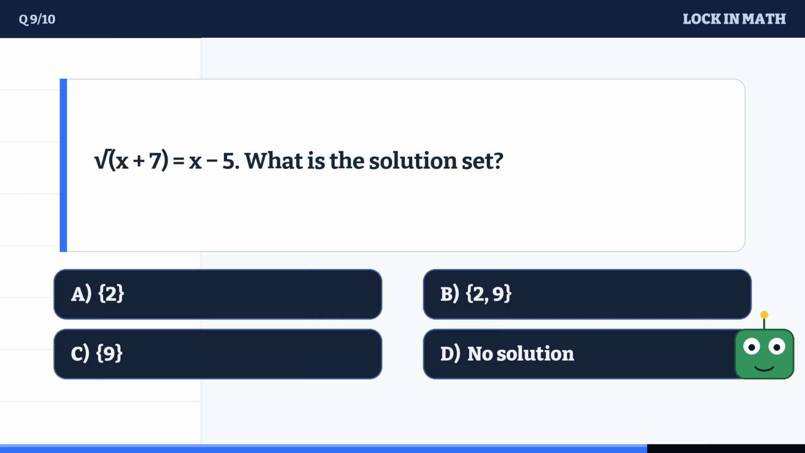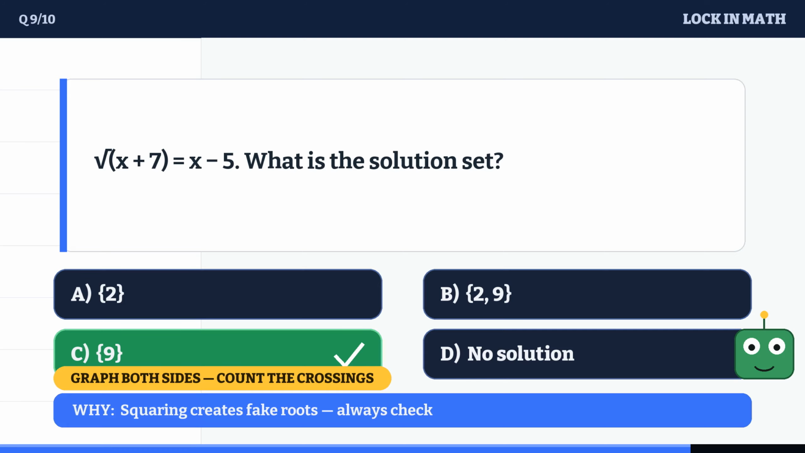The square root of x plus 7 equals x minus 5. What's the solution set? Just 9. Squaring both sides gives 2 and 9, but plug 2 back in, the left side is 3, the right side is -3. 2 is extraneous. Desmos hack: graph both sides, they only cross once at 9.